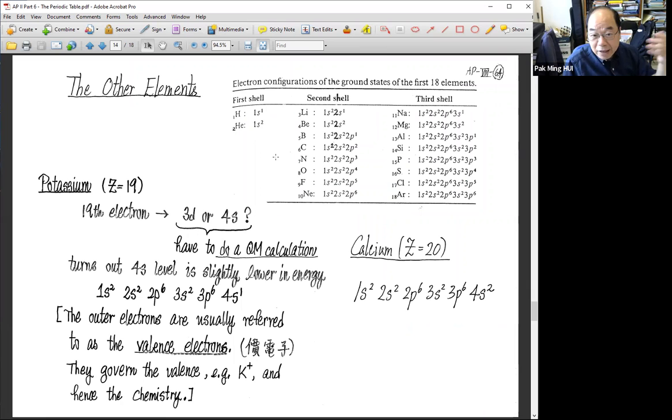Then we move on to the next row. After lithium, then it is, after neon, then it is sodium. So you start filling 3s1, 3s2, 3p1, and then up to 3p6. So here again, you have to exercise Hund's rule, pair up first until you run out of a single spin place, then you start to pair up the 4th electron.